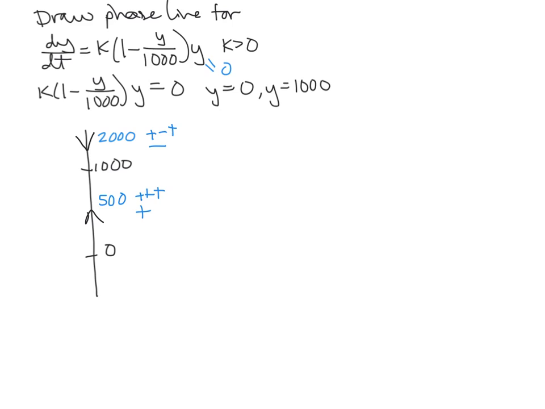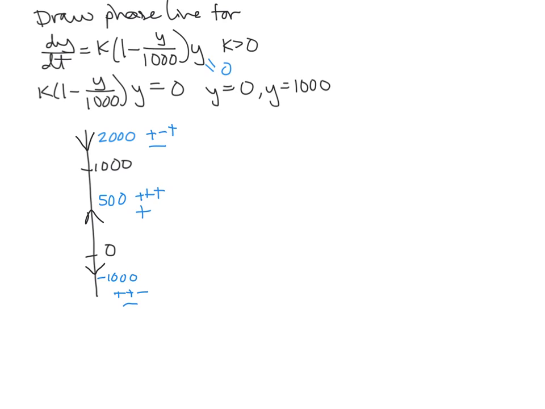Below 0, pick a nice negative number. How about negative 1,000? So that means then what? k is positive. 1 minus negative 1,000 over 1,000. So that would be a positive quantity because we'd have minus a negative in there. We'd be adding something. It's positive. And then y itself is negative. Positive times negative is negative. And so that would make that function decreasing in there. Okay, so there's the phase line for that guy.